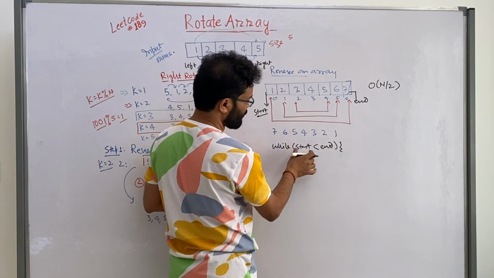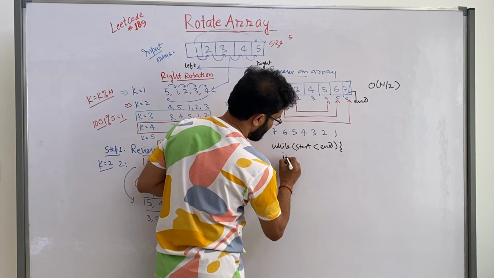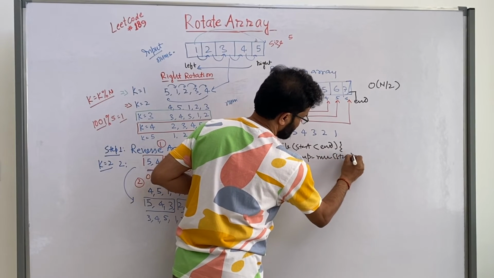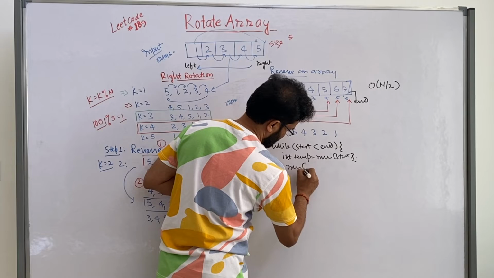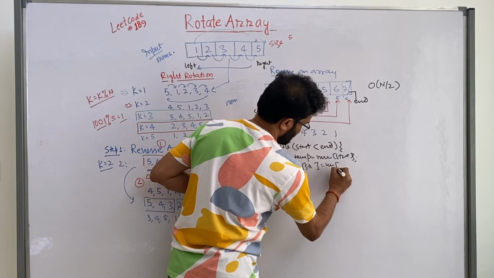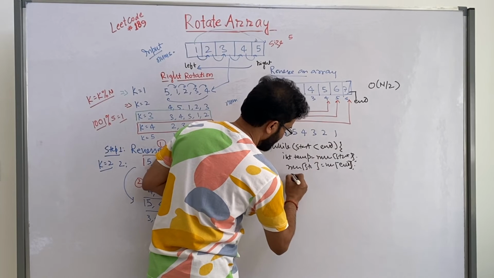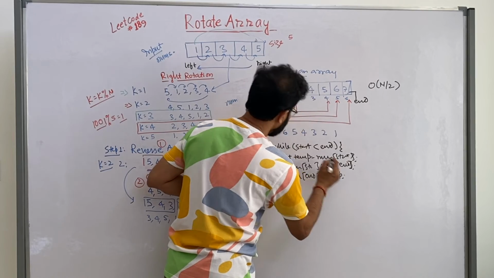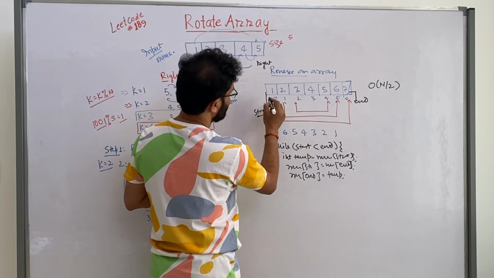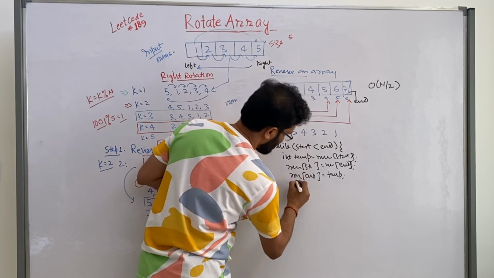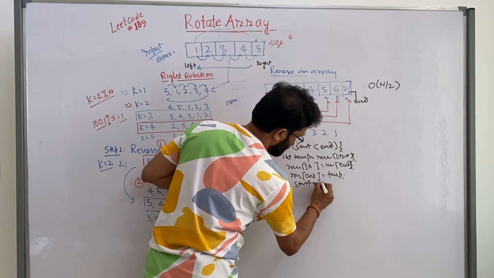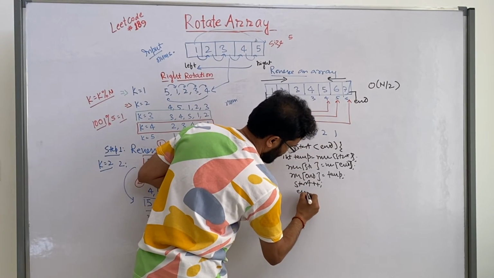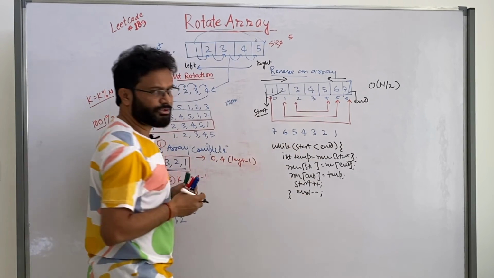Now you have to swap the start and the end. So take a temporary variable: temp equals nums[start], then nums[start] will get nums[end], and nums[end] is equal to temp. Next, you have to increment the start. It was here, now it will become here. So you increment start, and end should move this side, so end minus minus. This is your reverse.